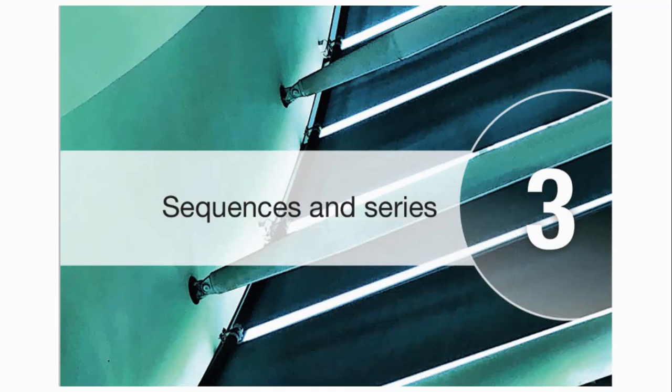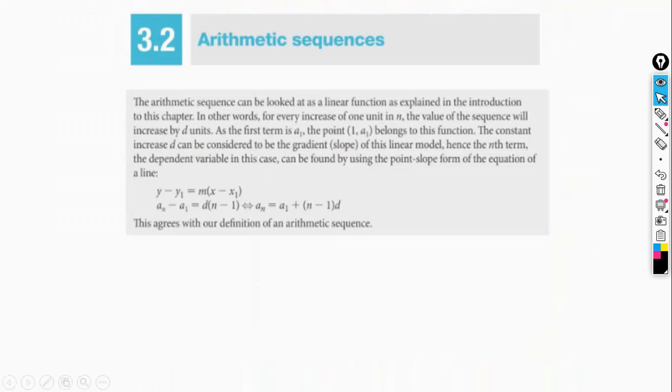Hi everybody, in this video we're going to continue with Chapter 3, Sequences and Series, specifically with 3.2, Arithmetic Sequences. So what is an arithmetic sequence? An example of an arithmetic sequence is something like 2, 5, 8, 11, 14, etc. Let's suppose it's an infinite arithmetic sequence. So what is the characteristic of an arithmetic sequence?